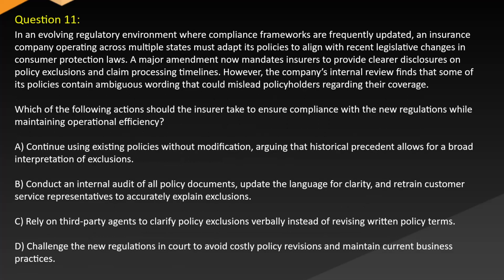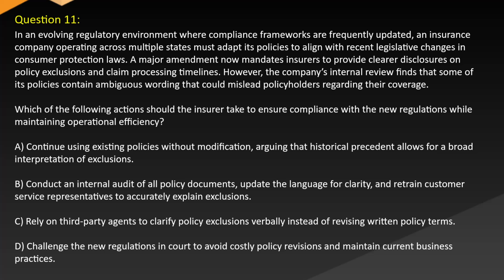Question 11. In an evolving regulatory environment where compliance frameworks are frequently updated, an insurance company operating across multiple states must adapt its policies to align with recent legislative changes in consumer protection laws. A major amendment now mandates insurers to provide clear disclosures on policy exclusions and claim processing timelines. However, the company's internal review finds that some policies contain ambiguous wording that could mislead policyholders regarding their coverage. Which of the following actions should the insurer take to ensure compliance with the new regulations while maintaining operational efficiency?